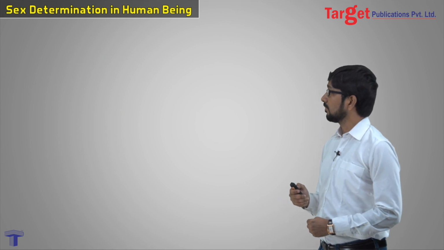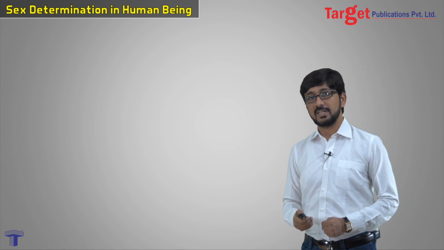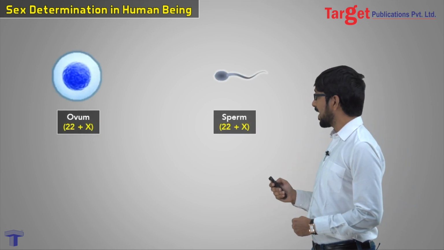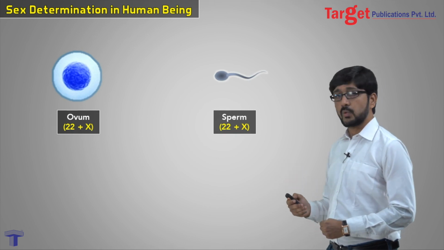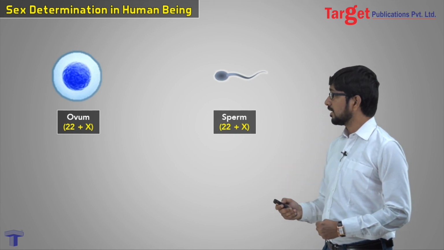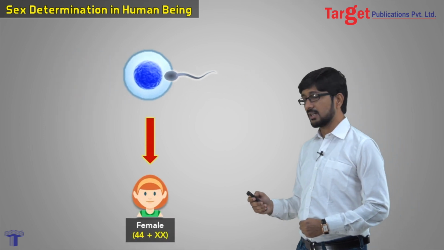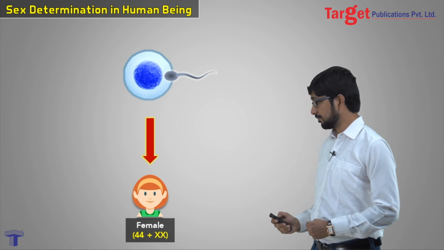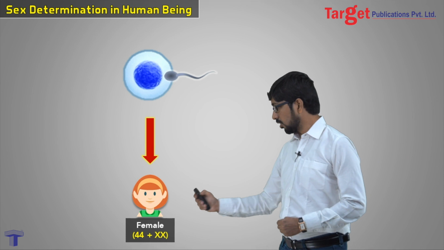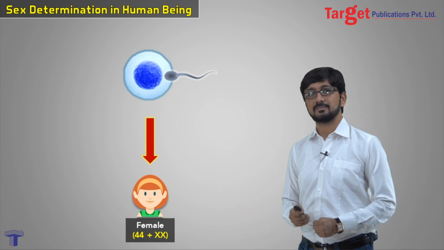Now, when fertilization takes place, that is fusion of gametes takes place, if an ovum is fertilized by a sperm which carries 22 autosomes plus one sex chromosome, that is X, then the child born would be a female, which is diploid, which contains two sets of chromosomes, 44 autosomes and two sex chromosomes, that is X and X.